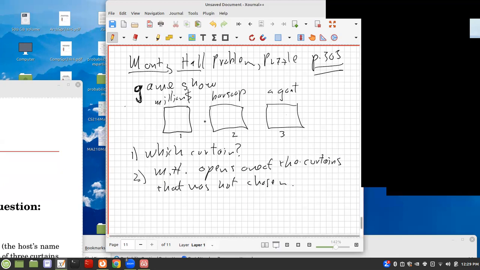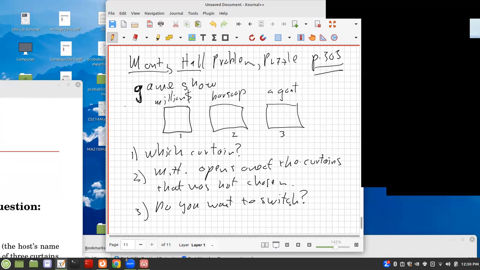Okay, so for example, now he's not going to open the $1 million prize. If you chose one, he's going to open either the bar of soap or the goat. If you chose the bar of soap, he's going to open the goat. If you choose the goat, he's going to open the bar of soap. Then, this is the real question: do you want to switch?